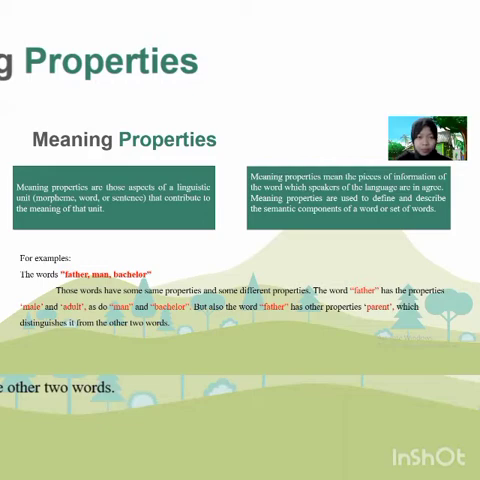For example, the words father, man, and bachelor. Those words have some same properties and some different properties. The word father has the properties male and adult, as do man and bachelor. But father also has another property, parent, which distinguishes it from the other two words.